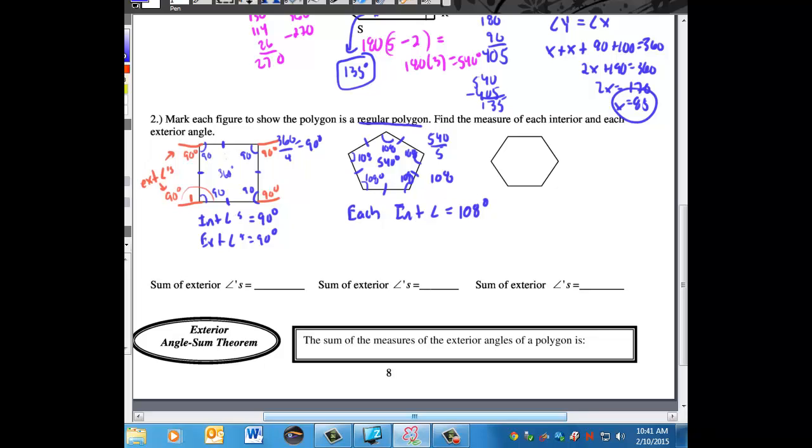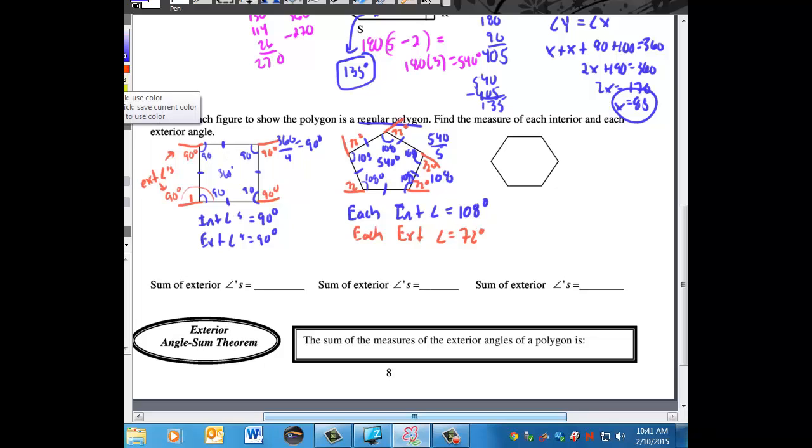Next, we're going to do the same for the exterior angles. So we extend it out. It forms a linear pair. 72 degrees. 72 degrees. 108, 72 degrees. 72 degrees, and 72 degrees. So each exterior angle is going to equal 72 degrees.